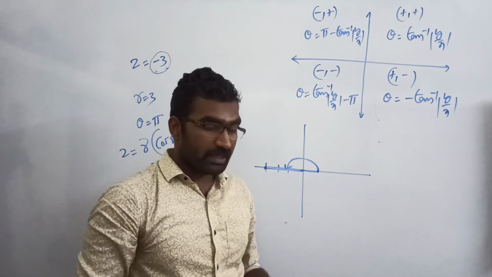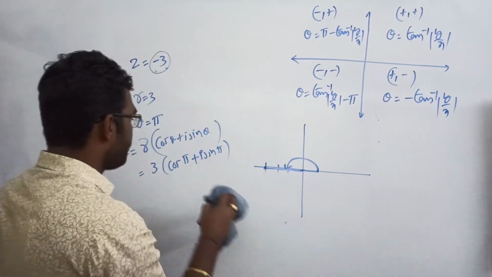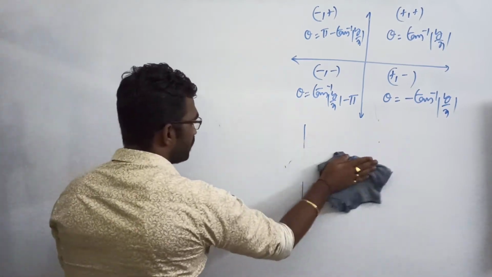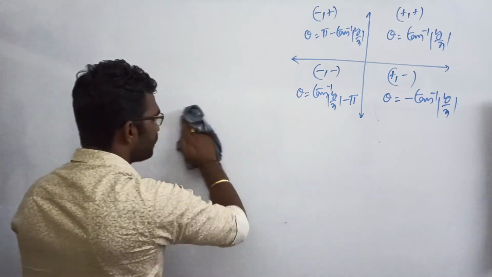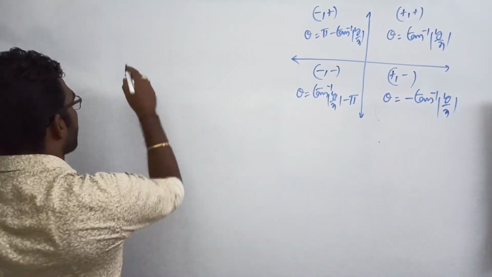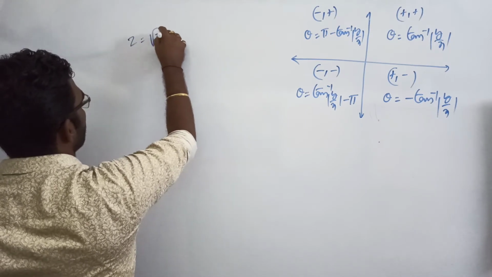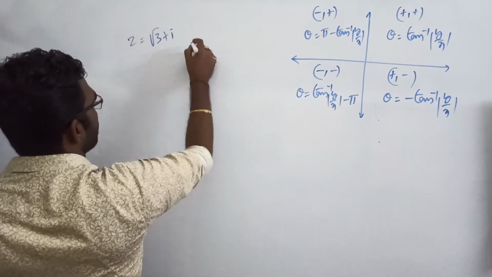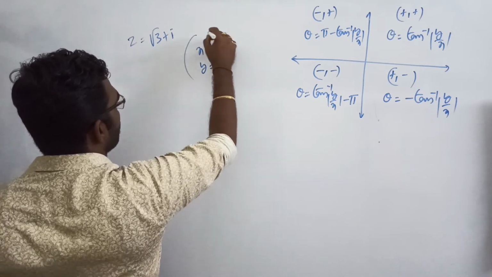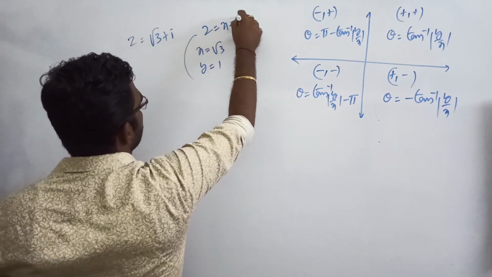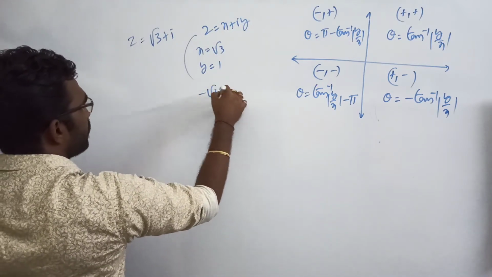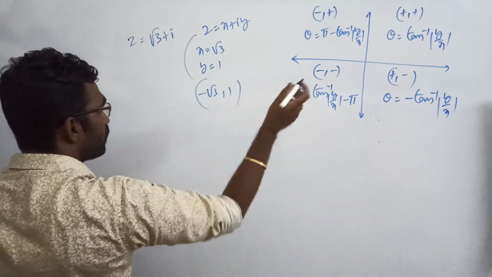Next, question number 7: root 3 plus i. In exactly the same way we are going to find it. z equals root 3 plus i. Therefore x is root 3 and y is 1 when we compare with x plus iy. So the point is root 3 comma 1, which lies in the first quadrant.